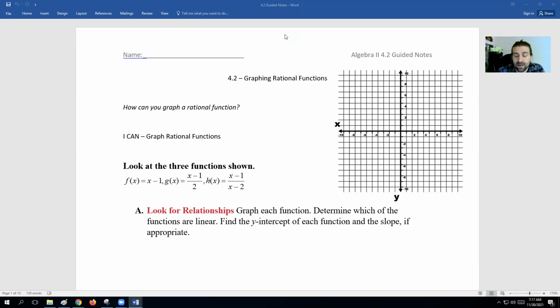So here we go. The goal basically is to be able to graph rational functions. It sounds easier than it is, but there are a lot of different things that could happen when it comes to rational functions, so we're going to look at that. First, we're going to look at 3 functions here. Only one of them is considered rational, and that's this last one here, but we're going to look at the difference between them.